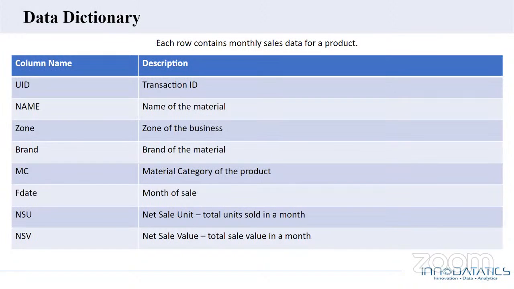Now, these are the different columns in the dataset that was provided. UID is the transactional ID, name is the name of the material, zone is the zone of business, brand is the brand of material, MC is the material category of the product. F date is the month of sale. NSU is net sales unit, that is the total units sold in a month. NSV is the net sale value, that is the total sale value in a month.